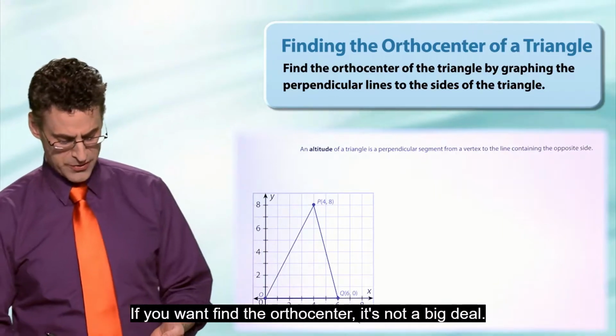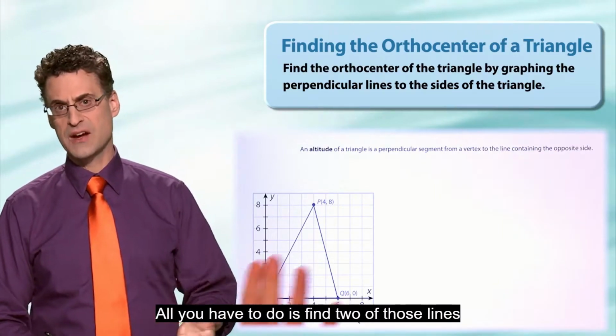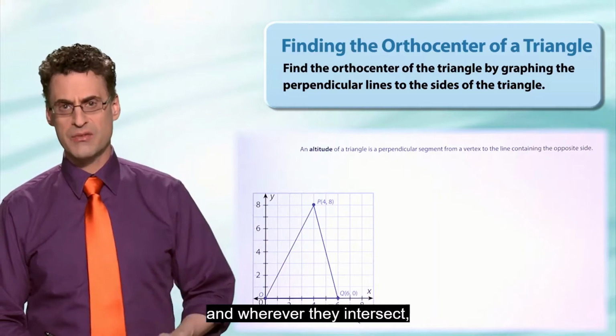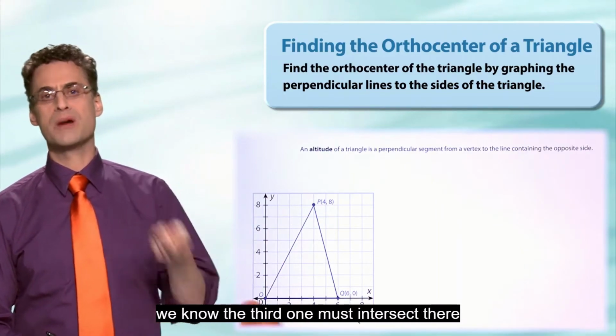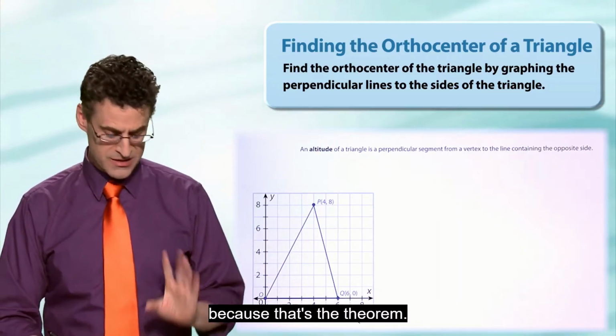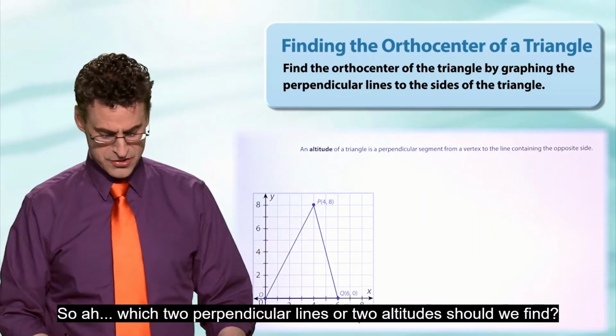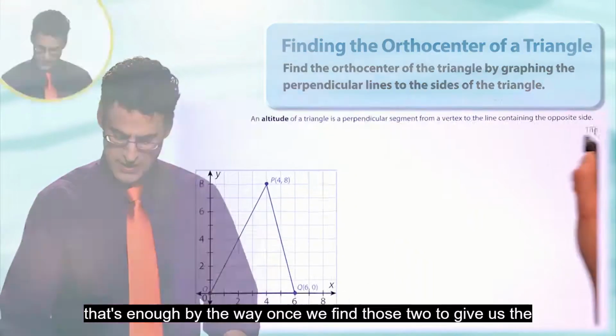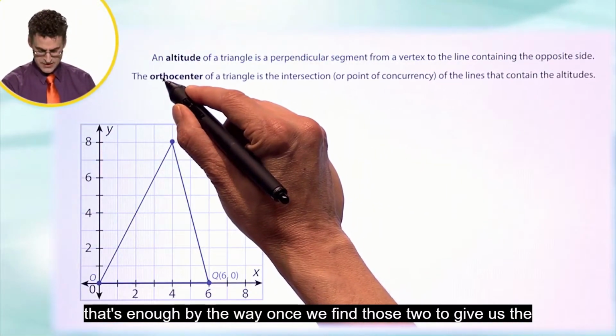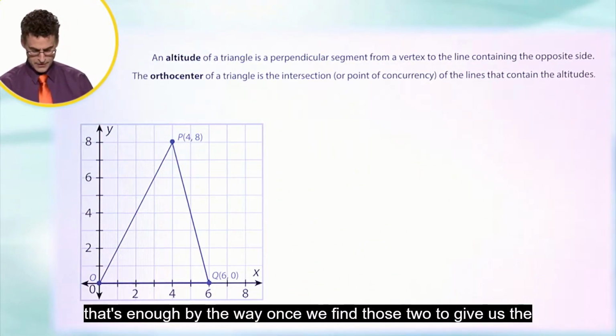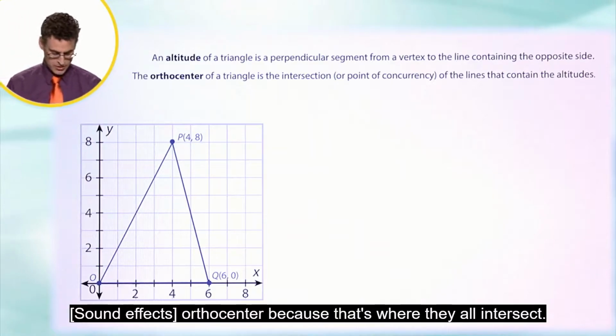If you want to find the orthocenter, it's not a big deal. All you have to do is find two of those lines, and wherever they intersect, we know the third one must intersect there because that's the theorem. So you only have to find two. So which two perpendicular lines or two altitudes should we find? That's enough, by the way, once we find those two, to give us the orthocenter, because that's where they all intersect.